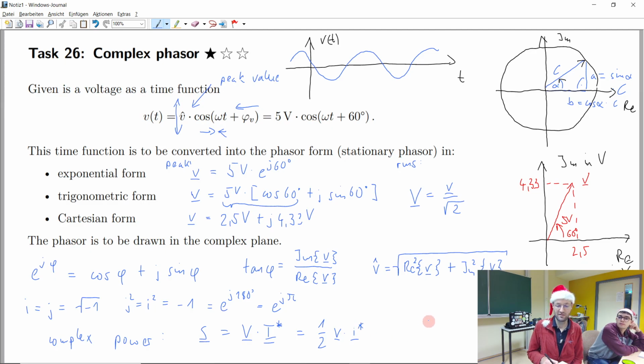The imaginary part has the opposite sign. So in our case, let's say if we would write V complex conjugate, then it would mean it's 2.5 volts minus j 4.33 volt, or it would mean it's 5 volt multiplied with e to the power of minus j 60 degree. So the imaginary part or the argument or the phase angle have the opposite sign as before.